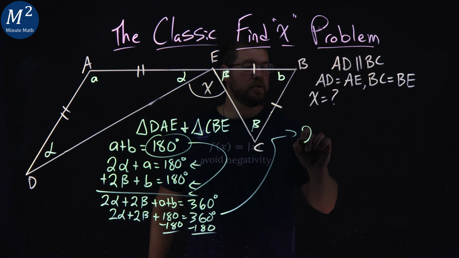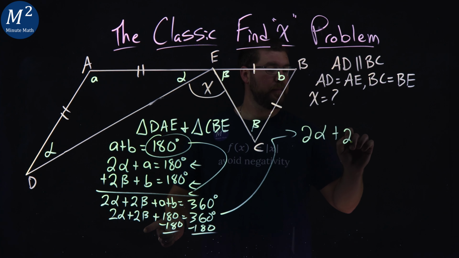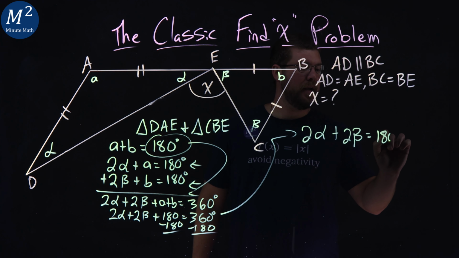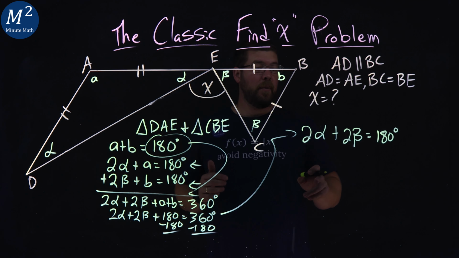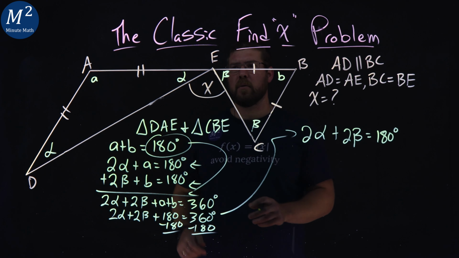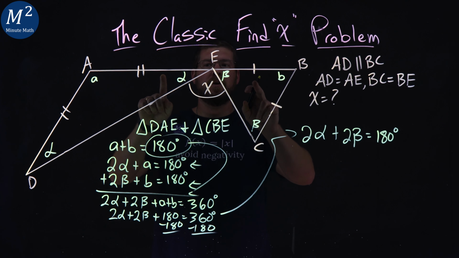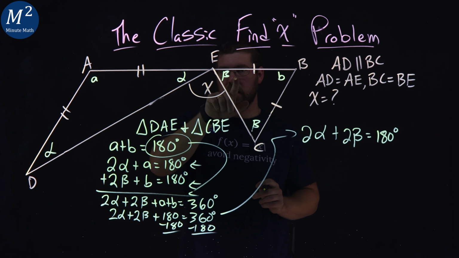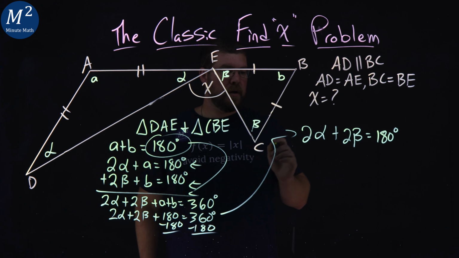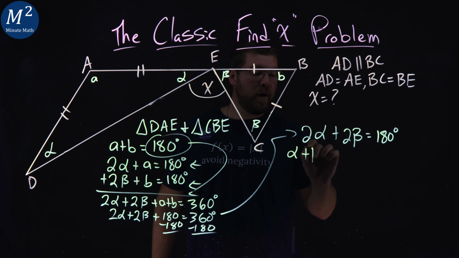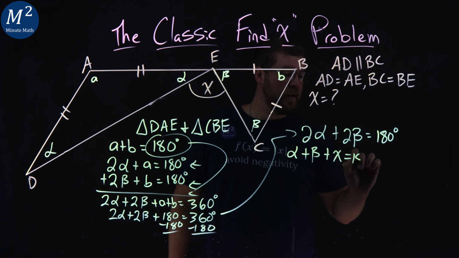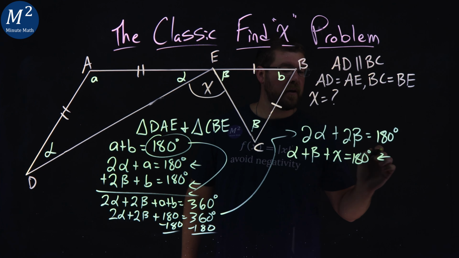And what are we left with? 2 alpha plus 2 beta is equal to 360 minus 180, which is 180 degrees. So now we have 2 alpha plus 2 beta equals 180 degrees. What about this right here? We have a straight line and we have alpha plus x plus beta. We notice on a straight line that all three are supplementary in a way that they add to 180. So we have 1 alpha plus 1 beta plus an x is also equal to 180 degrees. Good to note that equation.